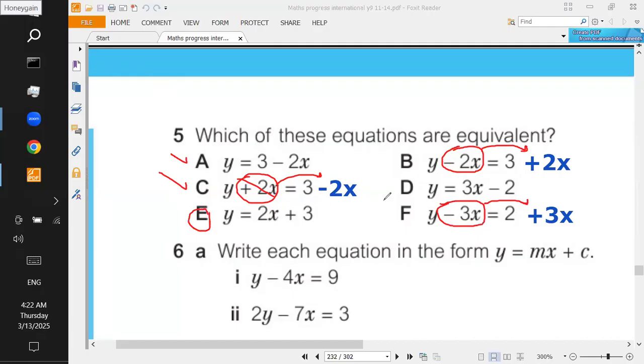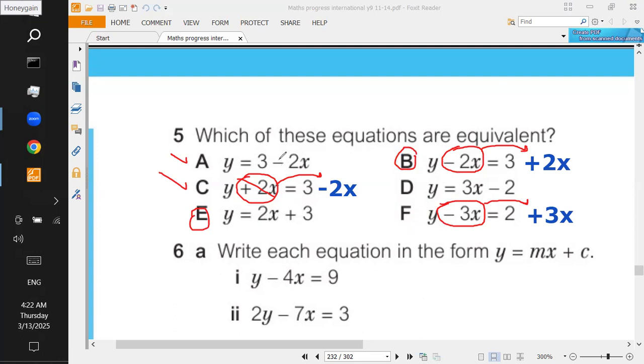It means the equation of E and F are equivalent. E and F are equivalent, which is, are they equivalent? No, they're not. Very good. Focus on what? Focus on the gradient. The gradient is different, and the y-intercept is different. So this one is 3 plus 2x, and this one is 3 plus 2x. It means that E and B are equivalent. Very good. So focus on that.